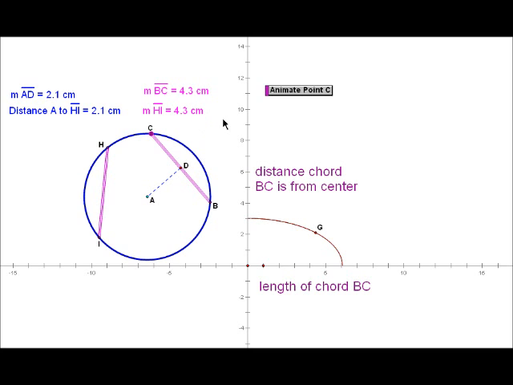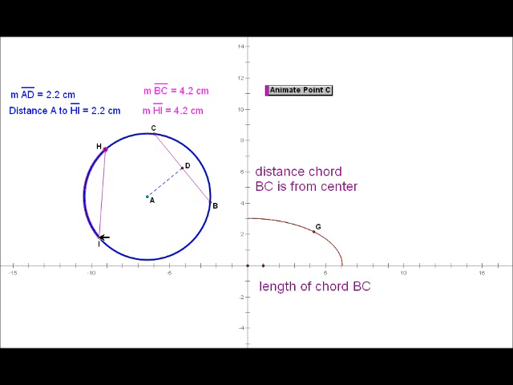Okay, so look at the diagram. What do you notice? You have two chords that are congruent. What do you see with respect to distance from the center? The measure of segment AD is 2.1. The distance from the center of the other chord is also 2.1. So equal chords have equal distances from the center point. Again, makes sense.